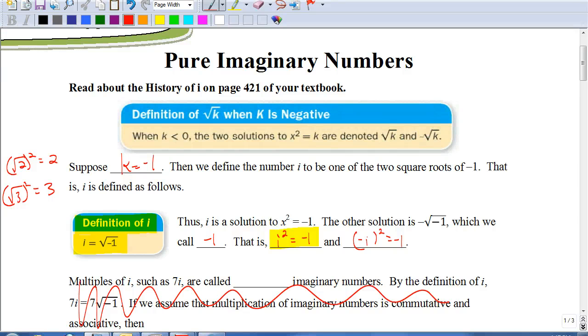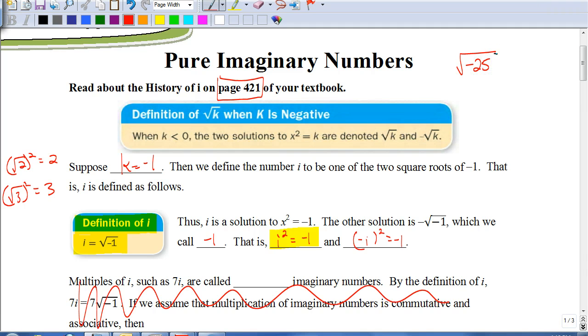Okay, so in this lesson we're going to talk about pure imaginary numbers and just kind of a history lesson here. We're not going to talk too much about it. If you want to look in your book on page 421, it talks more of a history about these imaginary numbers and where this concept came from. But what was happening was mathematicians started getting answers like this.